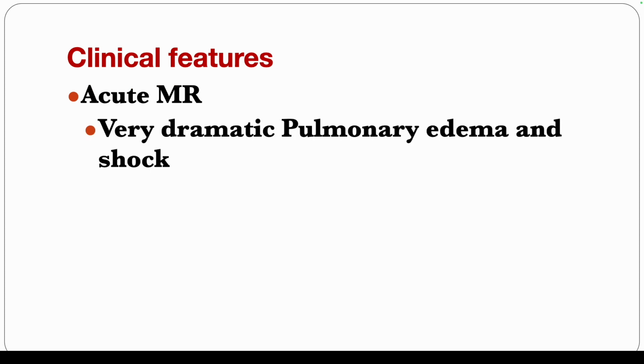Clinical features of acute MR: dramatic pulmonary edema with shock. Patients present with very acute development of pulmonary edema. For example, a patient is admitted to the hospital for acute myocardial infarction. On the second day, your staff nurse comes and says, come on doctor, the patient is very sick. You go and find the patient is hypotensive, pale, sweating, very short of breath. You examine, there is tachycardia. You may not find a murmur, but you will find pulmonary edema.